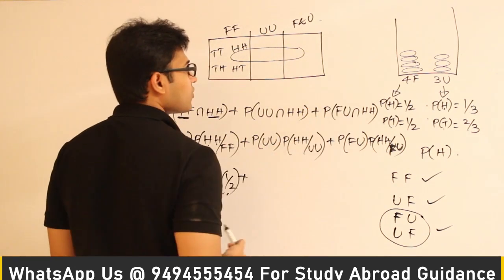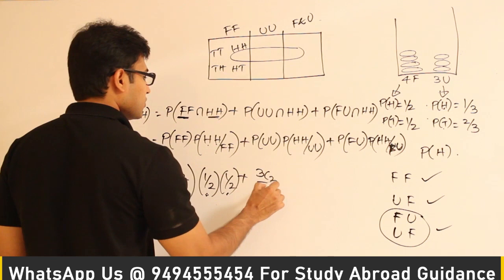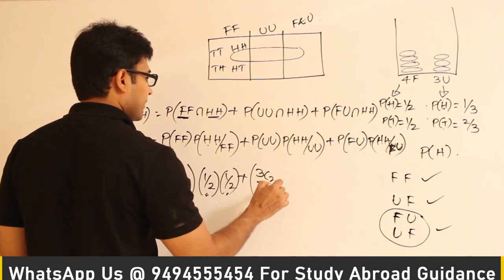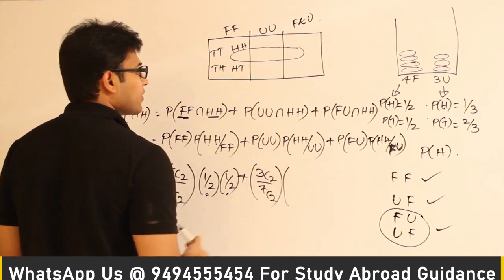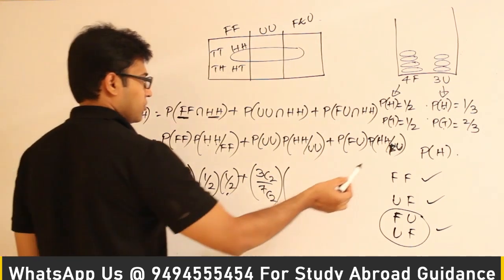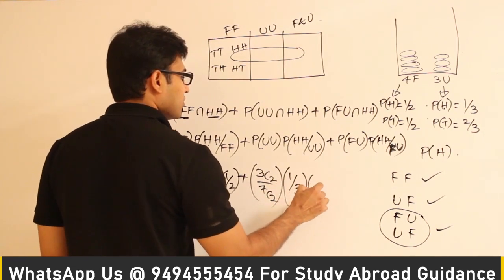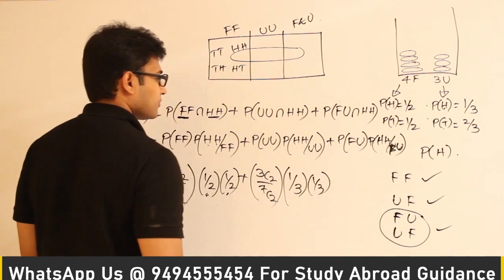Totally there are 3 unfair coins out of 7 coins. It is going to be 3c2 divided by 7c2 into probability of getting heads from the unfair coins. Now check that. In an unfair coin, probability of getting head is given as 1 by 3. Since both are unfair, it is going to be 1 by 3 into 1 by 3.